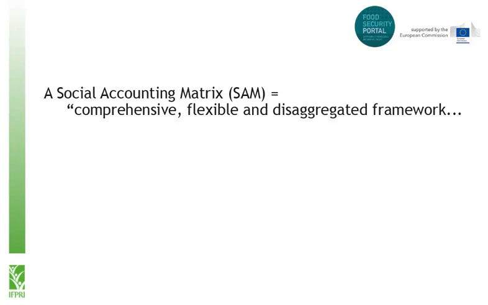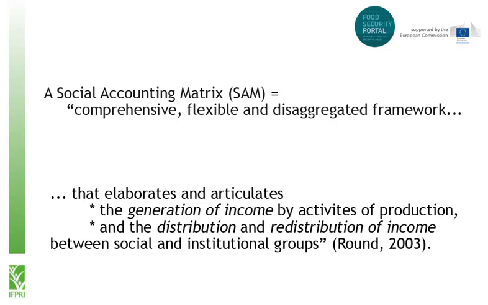So a social accounting matrix is a comprehensive, flexible, and disaggregated framework that elaborates and articulates the generation of income by activities of production and the distribution and redistribution of income between social and institutional groups. This is the complete definition provided by Round in 2003.